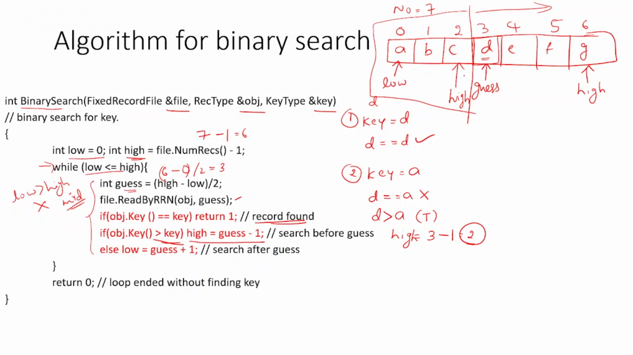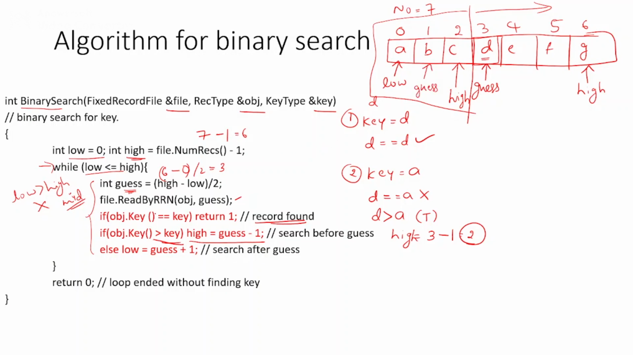Now we are making high as 2. Once again it will see whether low is less than or equal to high. 0 is less than or equal to high, the condition is true. So it is going to find the mid value by high minus low by 2. So 2 minus 0, that is 2 by 2, which is 1. This will be your new guess value.